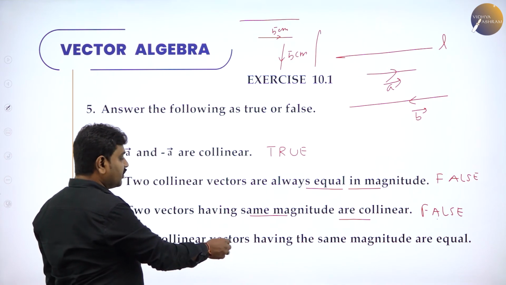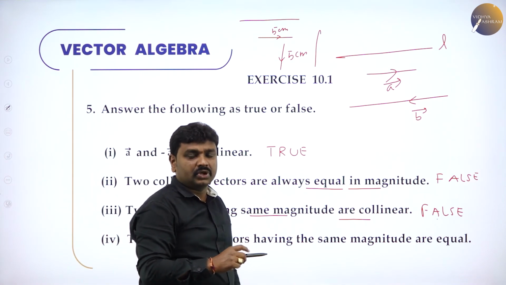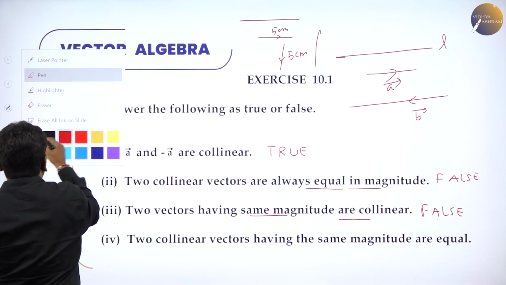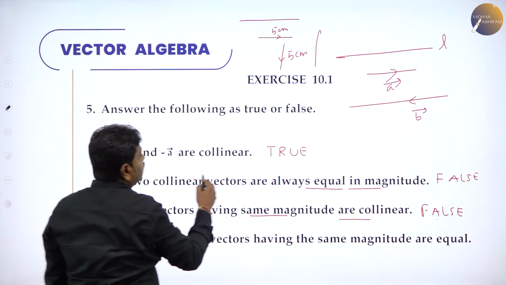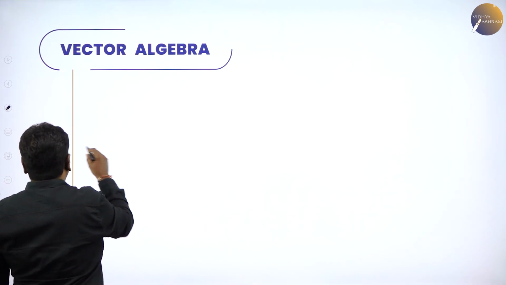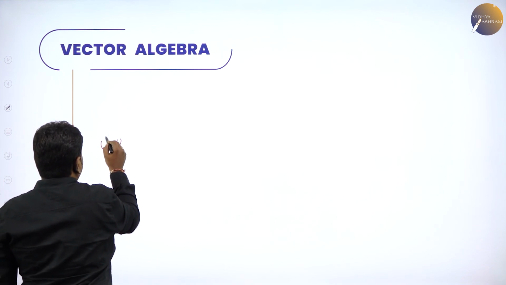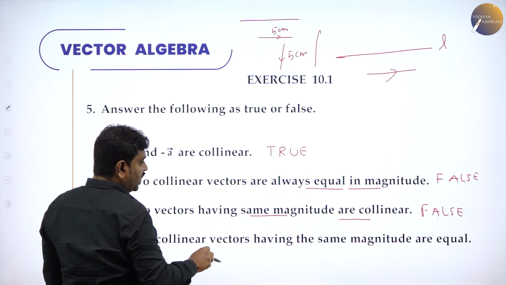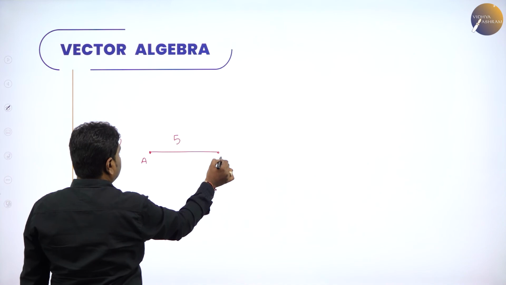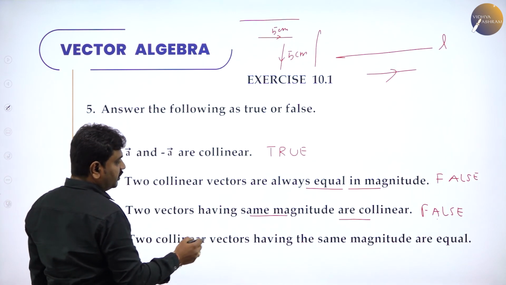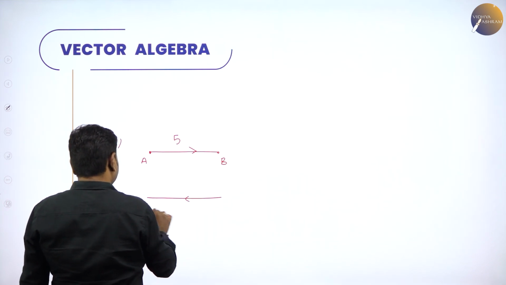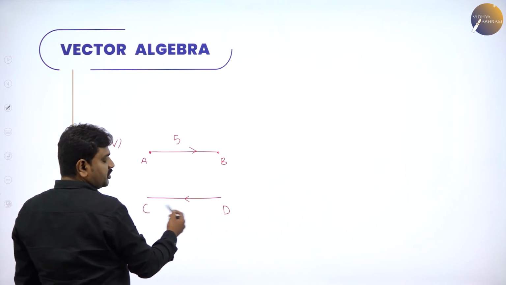And two collinear vectors having the same magnitude are equal, they are telling. Now for the fourth one, let me take one simple example. What is the fourth statement? Two collinear vectors having the same magnitude are equal. I'll take the same magnitude. So one is from A to B, say magnitude is 5. And the other one I'll take, say C to D, but directed from D to C. So please observe this. This is also 5.